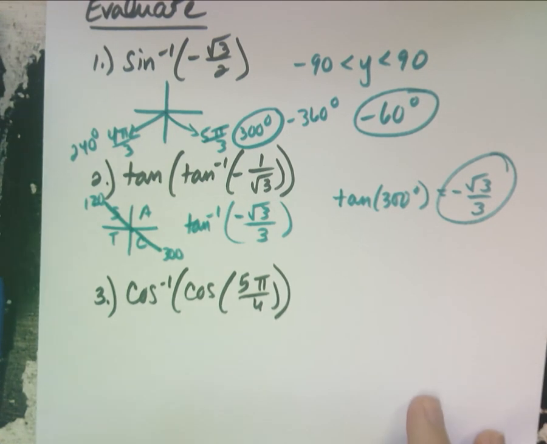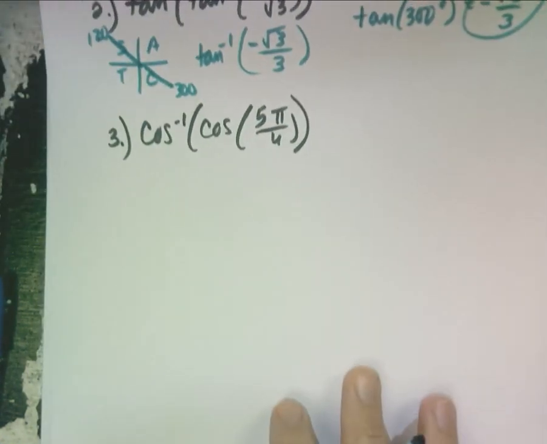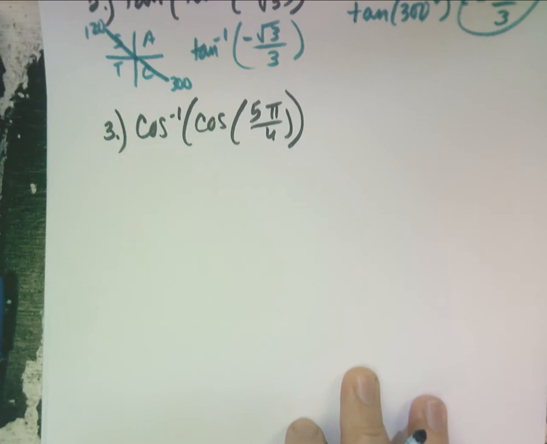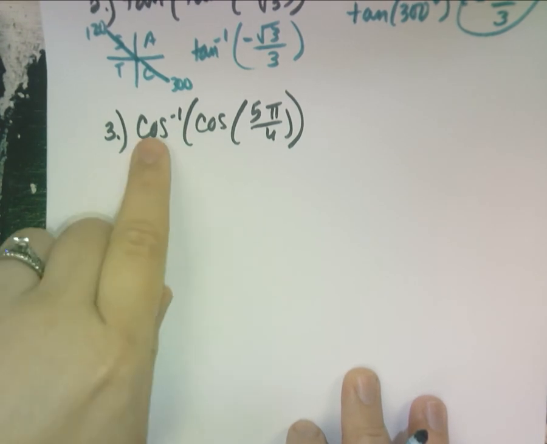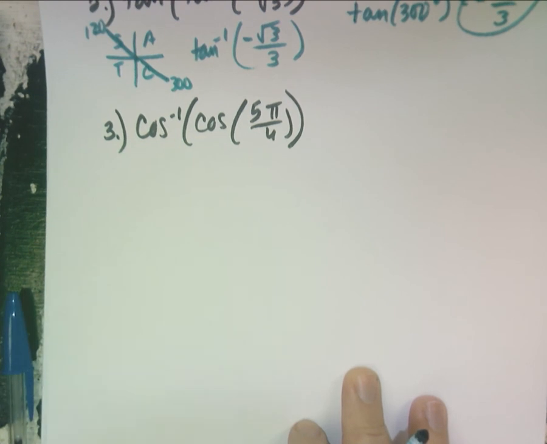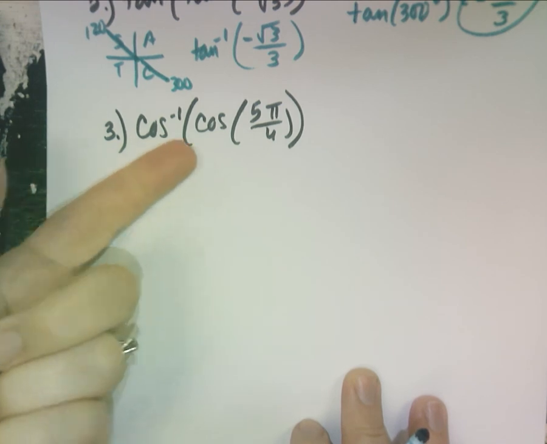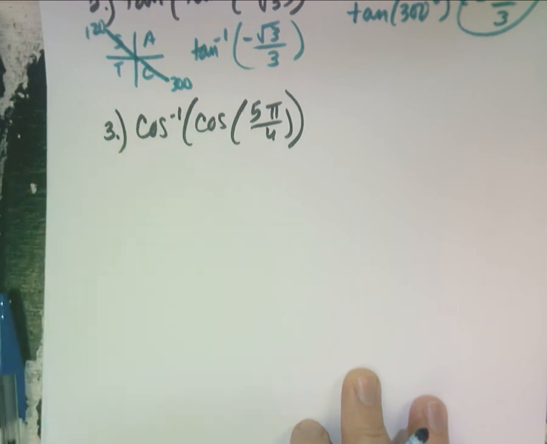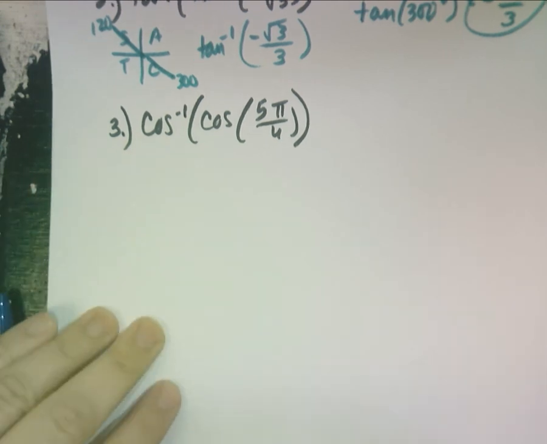However, look at number 3. What do you think is going to happen at number 3? What do you think your answer is going to be? The inverse cosine of cosine. What do you want it to be right now? Just go ahead and tell me. 5 pi over 4. Don't you want it to be 5 pi over 4? They're inverses, it should be 5 pi over 4. I agree with you. I agree with you.